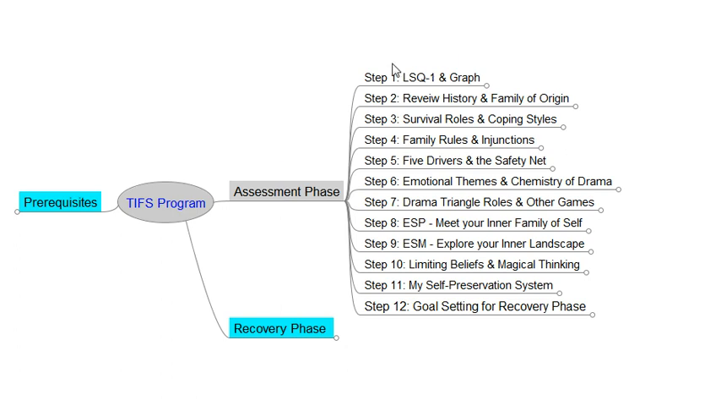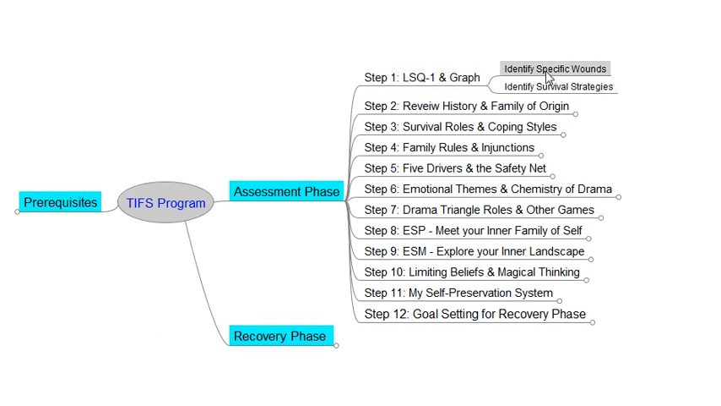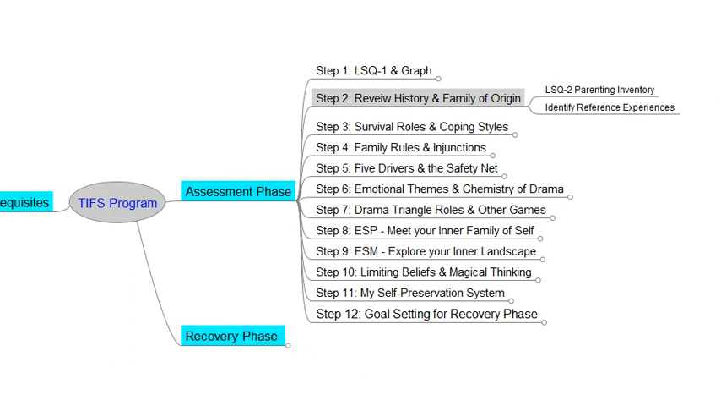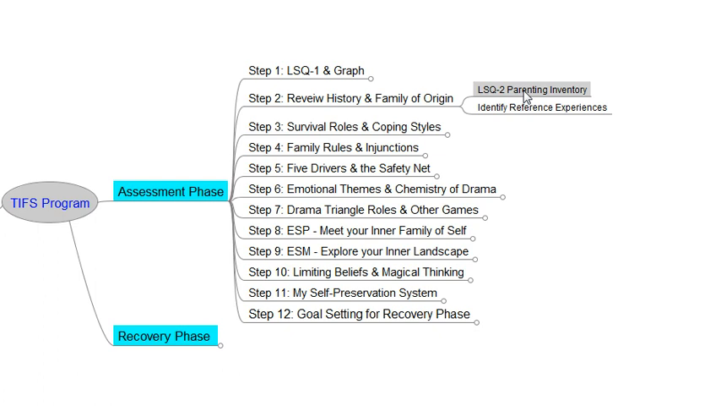The first step has to do with completing a life script questionnaire number 1 and plotting the outcome on a graph. This will give us some specific areas of woundedness as well as some specific survival strategies that we've developed to defend against those wounds. In step 2 we'll review family history and take a look at the parenting that we got by completing life script questionnaire number 2. And we'll also identify any reference experiences or traumatic experiences that have left a mark that cause problems later on in our adult years.